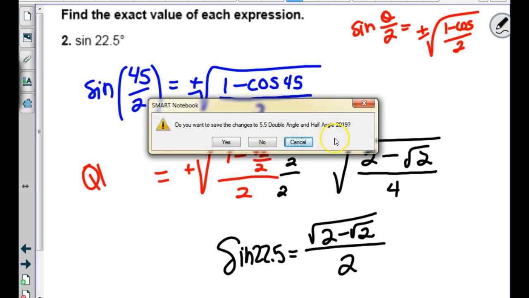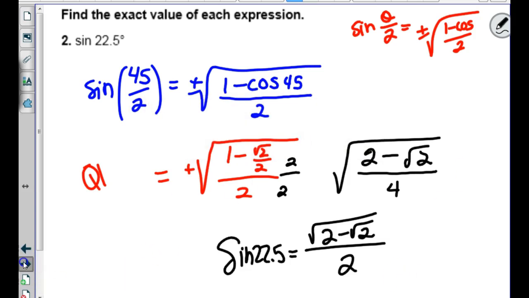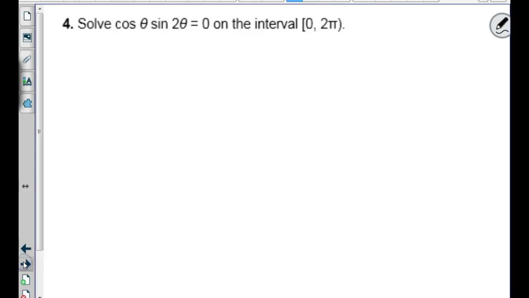All right. Oops, don't cancel, don't delete, don't do anything. We're going to go ahead and try to solve this one. This is number 4. You have this one? This is equation solving. Okay.